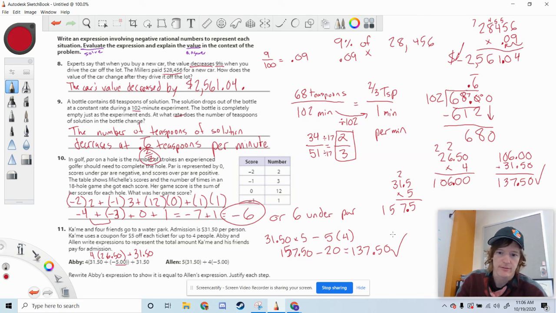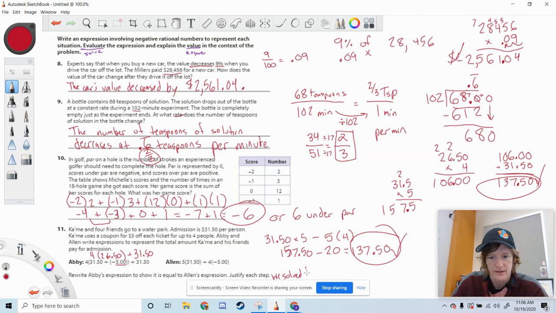Now technically I rewrote the expression with its final answer, so I have proven that these 2 things are equal to each other. So in order to justify each step, they wanted us to write properties of multiplication and addition, but our justification, I think we need to just say we solved both and got the same cost.